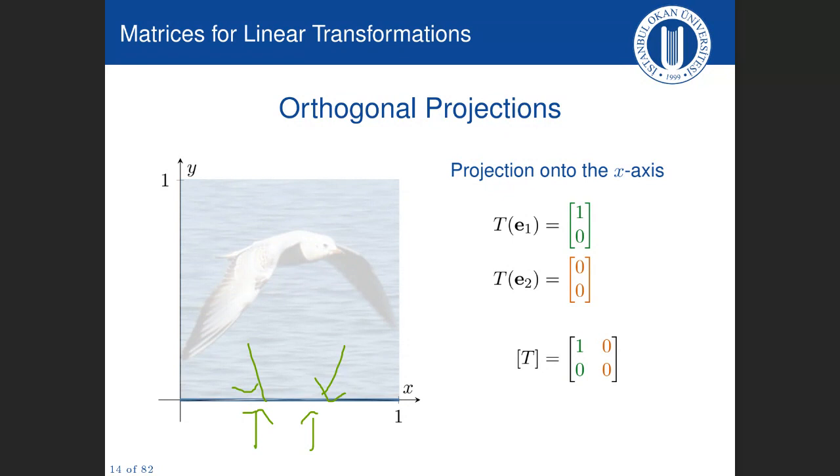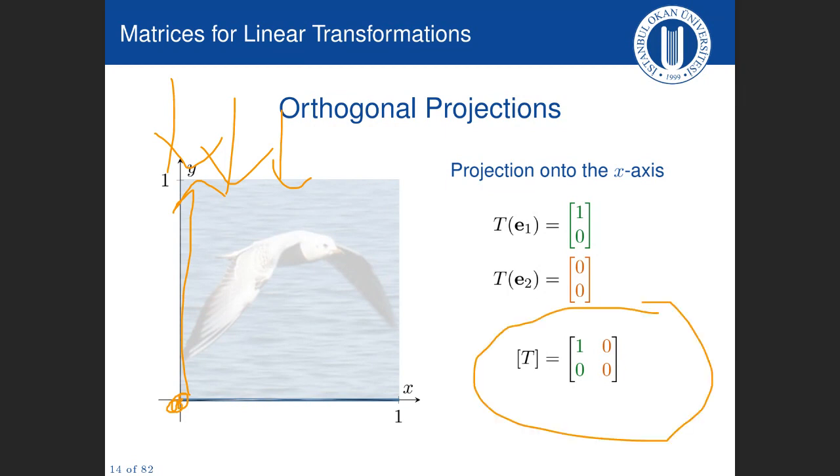What happens to the two basis vectors? Well, E1, no change, that stays where it is, but the vector 0, 1, which was just here, after we squash everything down, it just ends up as the point 0, 0. So the standard matrix for projection onto the x-axis will be 1, 0, 0, 0.